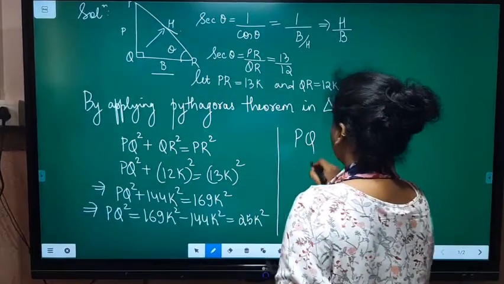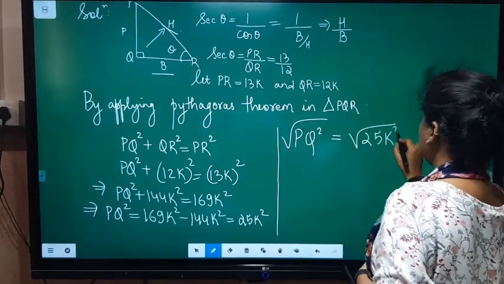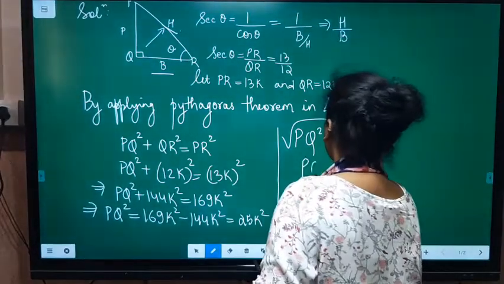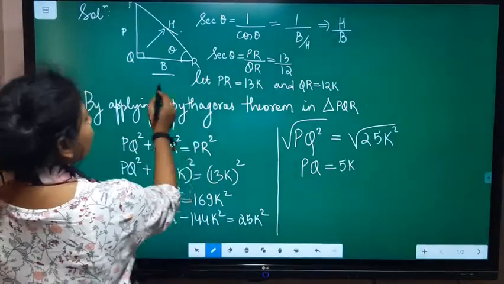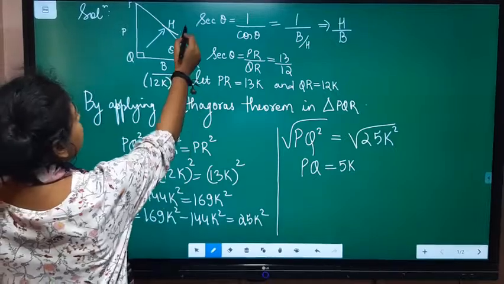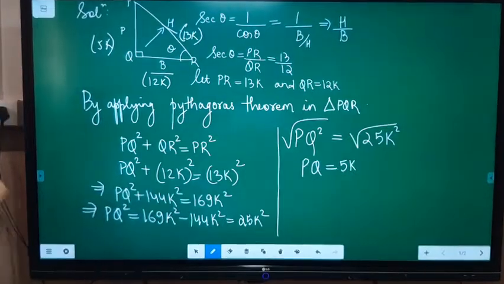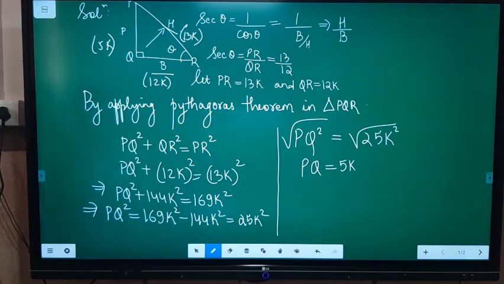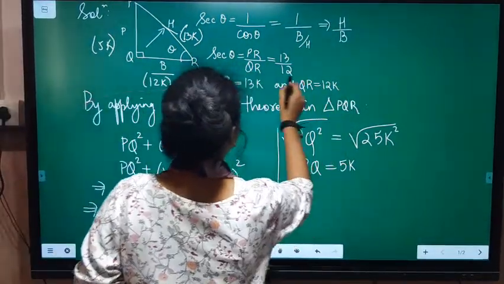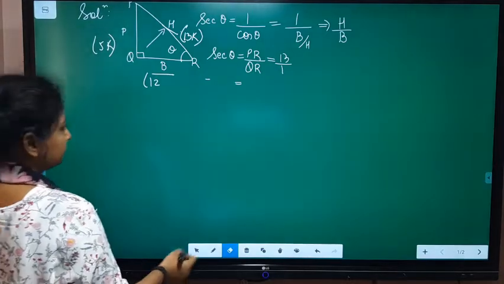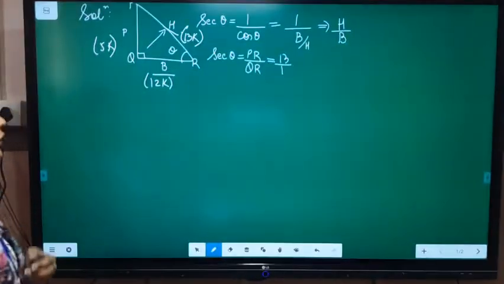What can we do now? We can take the square root on both the sides. So, square root of PQ square equals under root 25K square. This gives us the value of PQ as 5K. Now we have all the three values. This value QR is 12K, this value PR is 13K and this value came out to be 5K. Now we have to find all the trigonometric ratios.